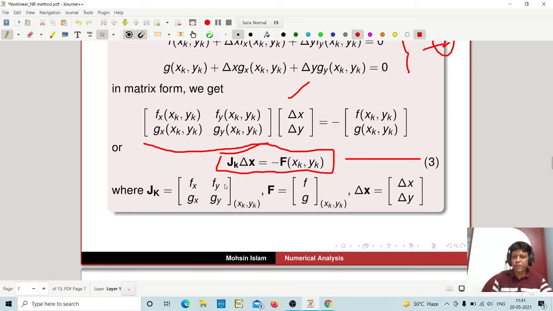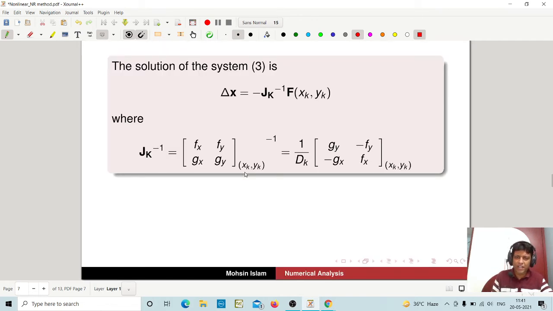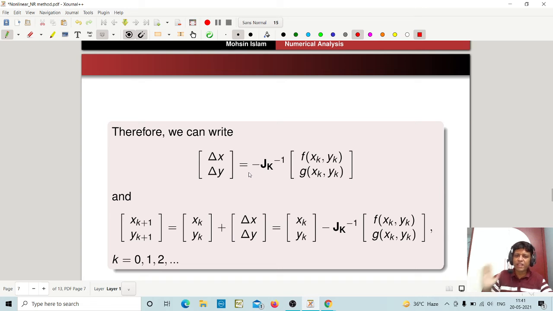Now once you represent the matrix, you can get the inverse of J_k, then you will get delta x. So the solution of system 3 is delta x equal to minus J_k inverse times f, where J_k inverse is given by the inverse of this matrix, and you can calculate it by 1 by d_k times g_y, minus f_y, minus g_x, f_x at (x_k, y_k). So this is the inverse matrix of J_k. Once you know the inverse matrix, it is multiplied with f, matrix multiplication, and you will get delta x. That's the method, very easy.